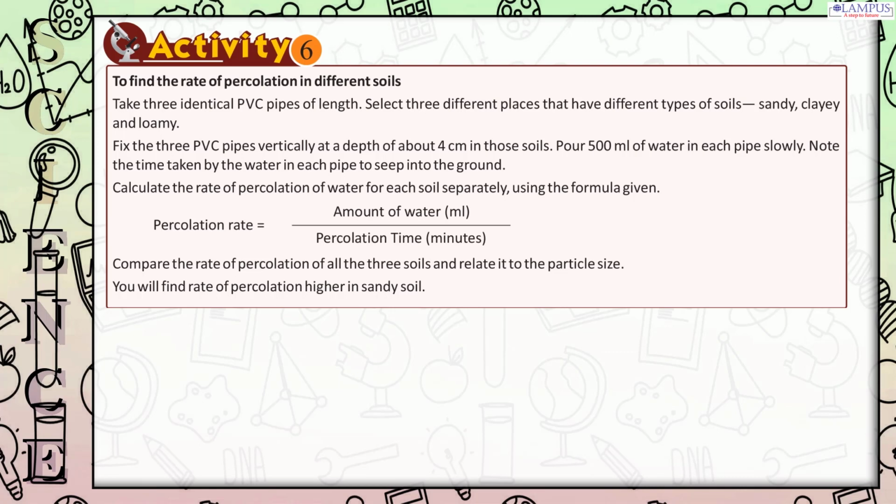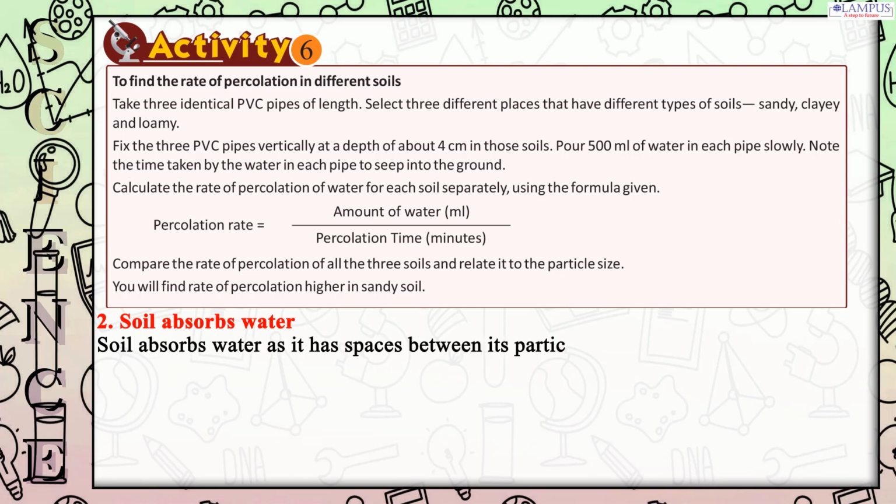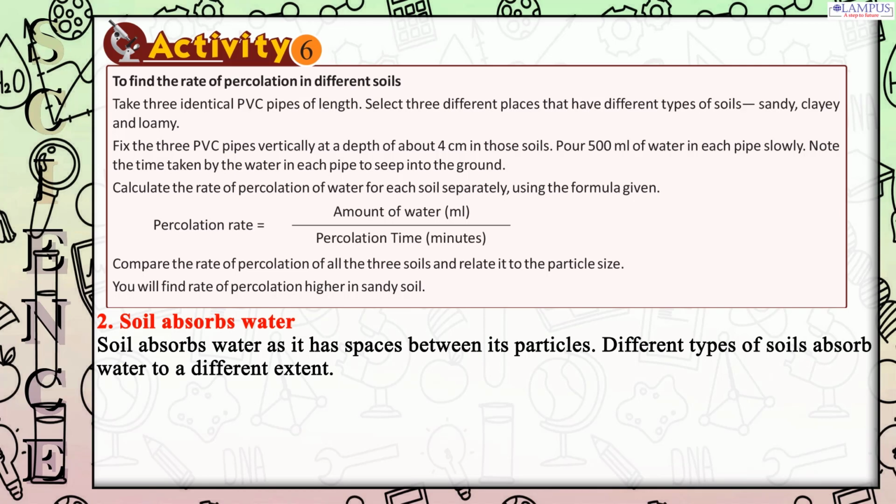Compare the rate of percolation of all the 3 soils and relate it to the particle size. You will find the rate of percolation higher in sandy soil. 2. Soil absorbs water. Soil absorbs water as it has spaces between its particles. Different types of soils absorb water to a different extent.